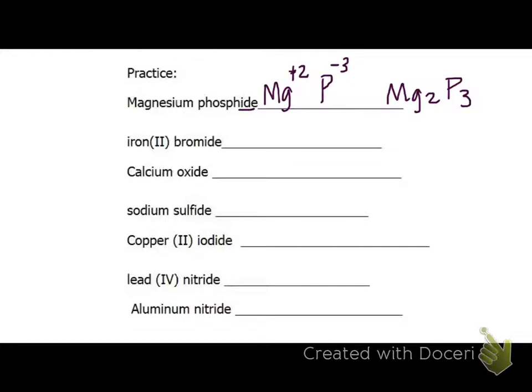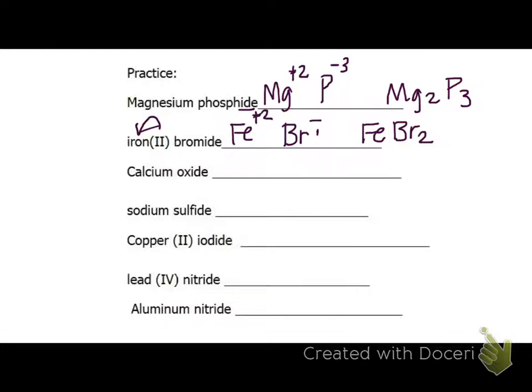For iron 2 bromide, this 2 is telling me the charge of iron. It's not saying that I have 2 iron. It's telling me that my iron has a +2 charge. Okay? And then bromide is a -1 charge because it's a halogen. So then I would look at those and say, okay, I've got a +2 here and a -1 here, and so I would need 1 iron and 2 bromine. So that would be my final formula. Notice when I'm writing the final formula, I am not writing down any charges.